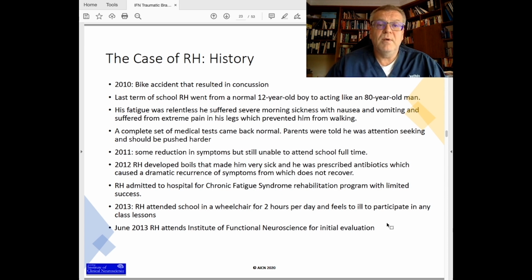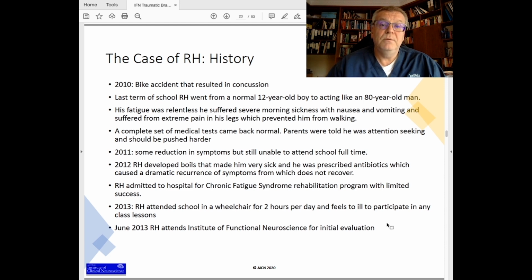In 2012, he developed boils that made him very sick, and he was prescribed antibiotics, which caused a dramatic recurrence of the symptoms from which he did not recover. Now, the antibiotics basically destroyed some bacteria in his gut flora, which interfered with or changed the way his immune system was functioning and resulted in a recurrence of the symptoms.